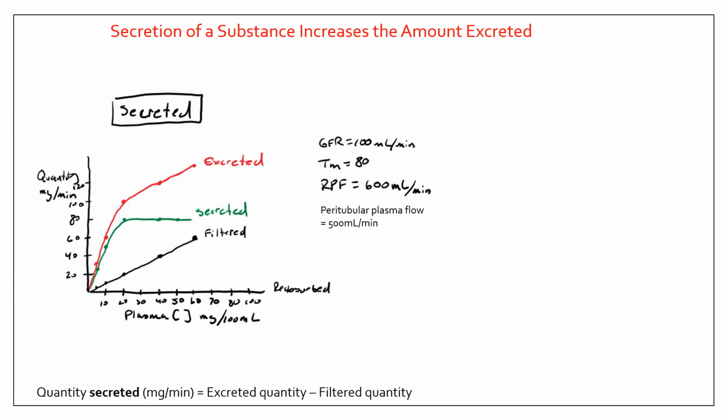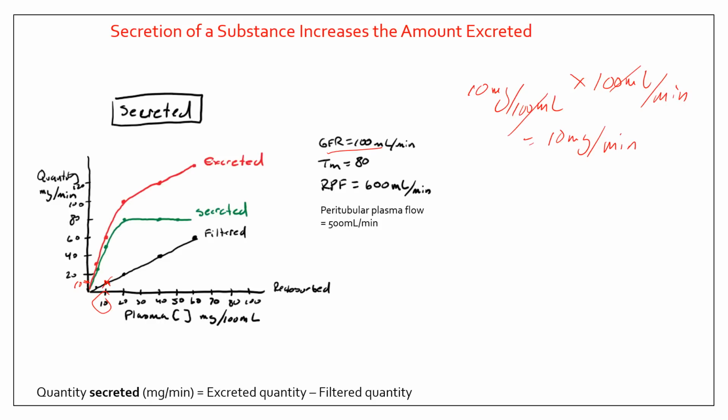So as an example, here the plasma concentration is, let's say, 10. We'll use 10 milligrams per 100 ml. And our GFR, we're going to assume a GFR of about 100, so 100 milliliters per minute. So I want to know the filtered quantity, right? To solve this, that's going to be equal to 10 milligrams per minute. And if you take a look at the filtered line here, that coincides with about 10 approximately, right? So that's our filtered quantity. That's that linear relationship that we've talked about already.